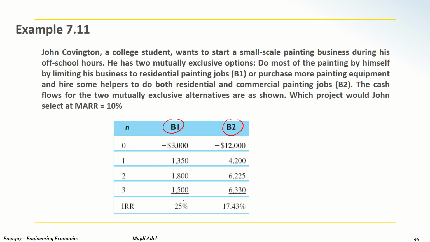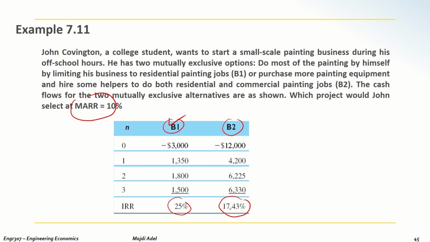And the internal rate of return for B1 is 25%, and the internal rate of return for B2 is 17%. Now, since we have mutually exclusive alternatives, we need to calculate the incremental cash flow. But before calculating the incremental cash flow, we must make sure that the internal rate of return of B1 and B2 is greater than MARR. For B1, 25% is greater than 10%, then B1 is acceptable.